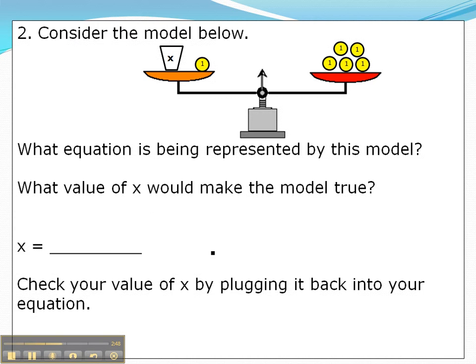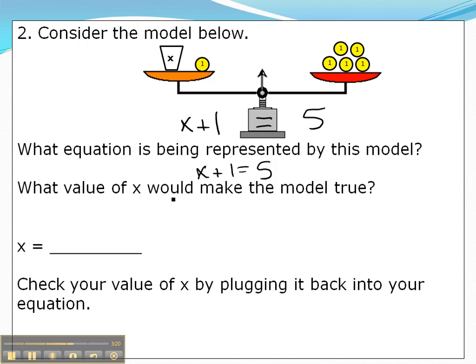Problem 2 says, consider the model below. What equation is being represented by this model? This model shows a balanced scale. The scale is like our equal sign. We have two sides of our equation. On the left side I have x. The cup represents x plus one additional chip. It's positive 1, so plus 1. On the right side of our equation, or our scale, we have 5 chips, value of 5. So x plus 1 equals 5 is the equation.